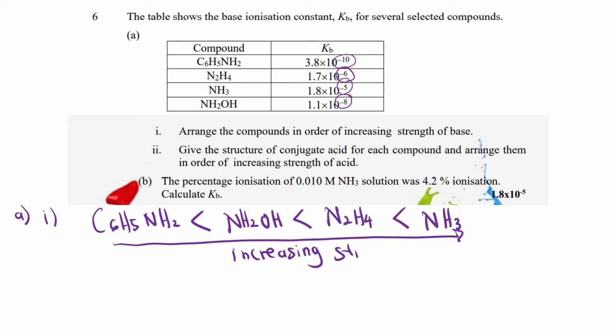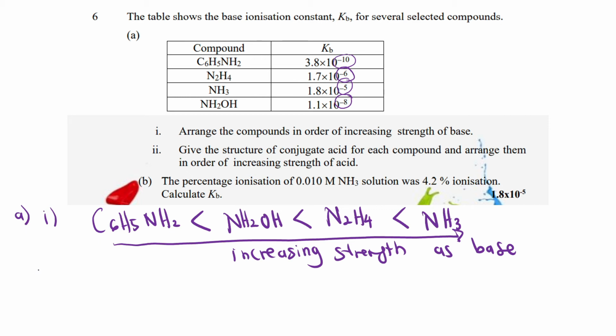So give the conjugate acid for each of the compound and arrange them in order of increasing strength of base of acid. Jadi kalau dia adalah strong base, dia terbalik, dia akan menjadi acid yang lemah. Okay, so yang ini kalau dia weak sebagai base, dia akan menjadi acid yang lebih kuat. Jadi susunan dia akan menjadi terbalik.